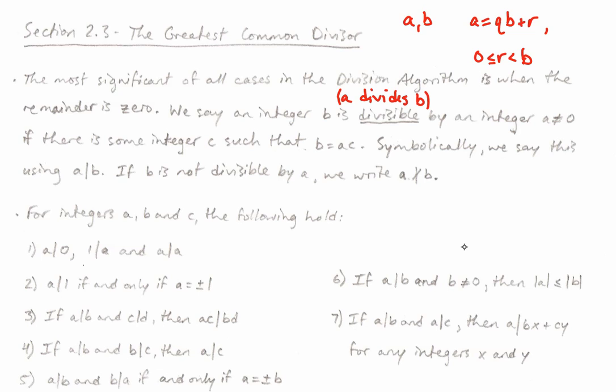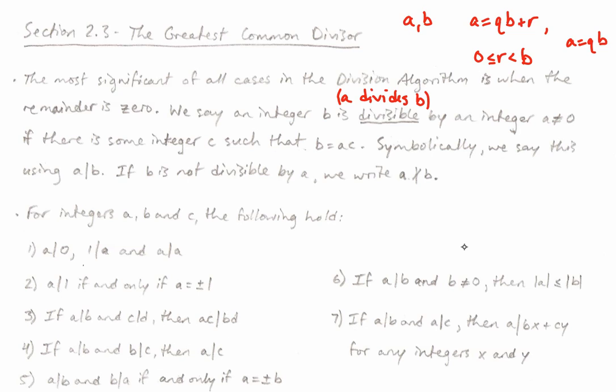The most significant of all cases in the division algorithm is when our remainder is 0. That is to say, when we just have a equals q times b. So we can put a nice whole number of b's in to get a. When this is the case, we say that an integer b is divisible by the integer a, that's not 0.